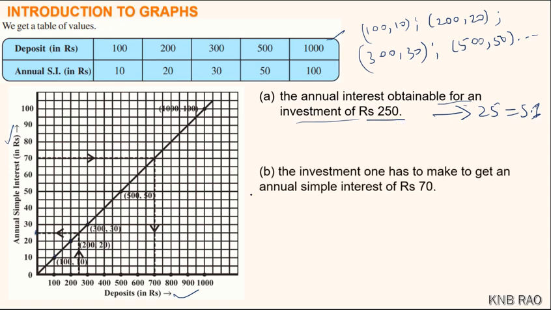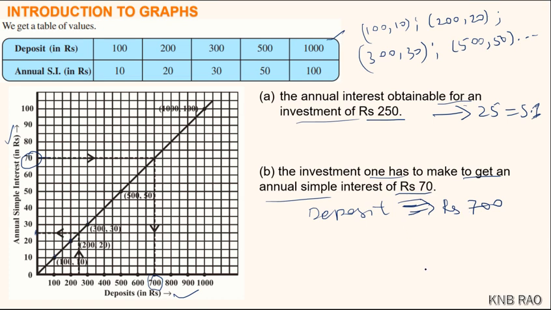The second question we can answer: the investment one has to make to get an annual simple interest of 70 rupees. If I want 70 rupees as simple interest, from there I draw a line parallel to the horizontal axis and intersect the graph. From there if I drop a perpendicular to the horizontal axis, it intersects at 700. So, I am supposed to deposit rupees 700 to receive 70 rupees as simple interest. This is how we do the linear graph. I hope you have understood.